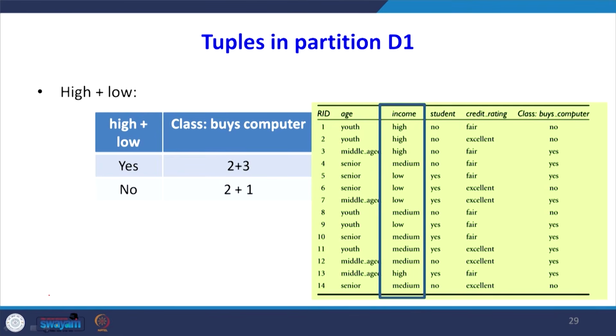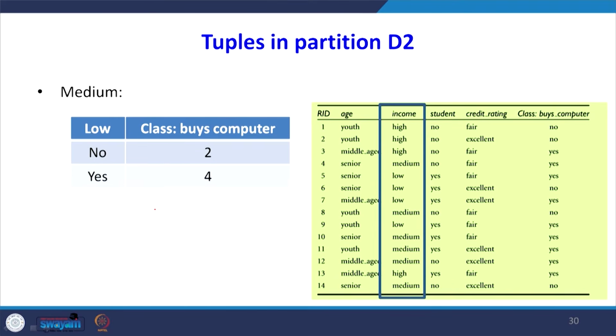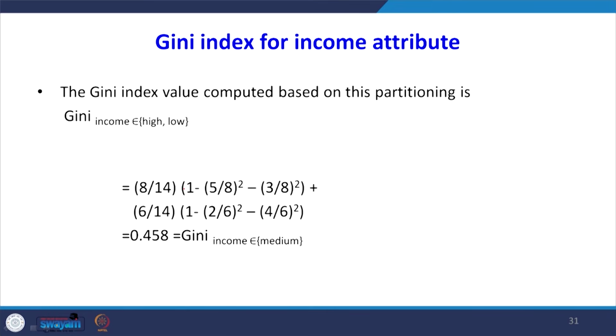For high and low, there were 5 yes and 3 no. Another group is D2, that is medium. In medium, there were 2 no and 4 yes. Now, we will find out the Gini index value computed based on this partitioning, that is for this group high and low.